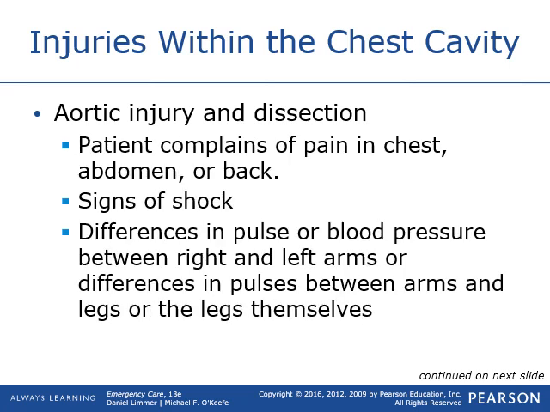The patient will complain of pain in the chest, usually sharp, abdomen, or the back. They're going to have signs of shock. They're going to be hypotensive. Differences in pulse or blood pressure between the right and the left arm, or differences in pulses between the arms and legs or the legs themselves.